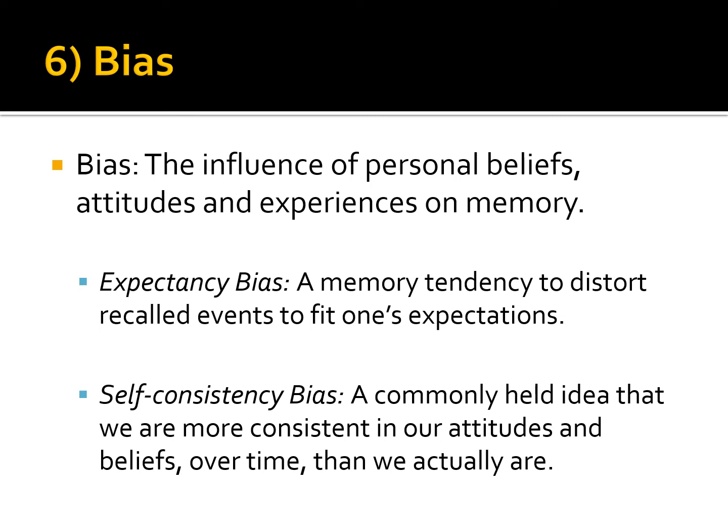Like if you expected the man to be the aggressor, maybe when the cop or someone asks you to recall what happened, you're going to have the man being the aggressor because that's what you expected to happen. Self-consistency bias is a commonly held idea that we are more consistent in our attitudes and beliefs over time than we actually are. So you tend to think that the way you think now, you've always thought that way, when that might not be the case. We tend to think we always think how we think, but we change.